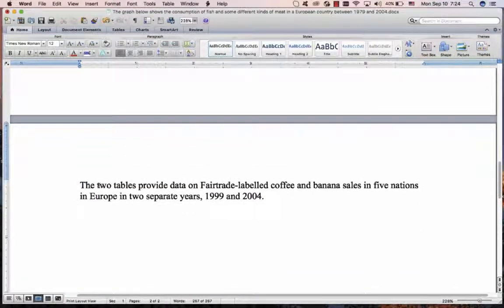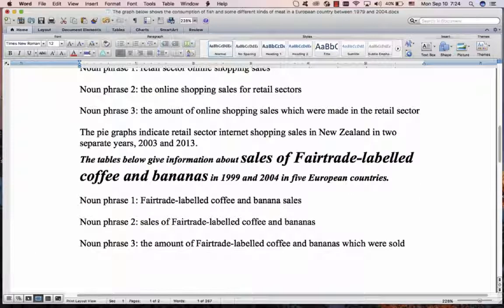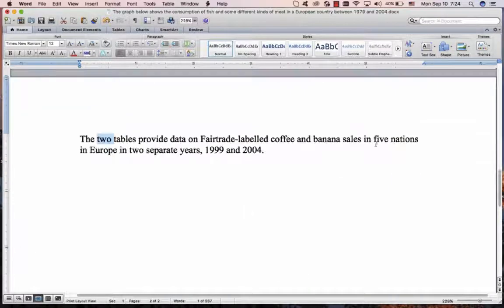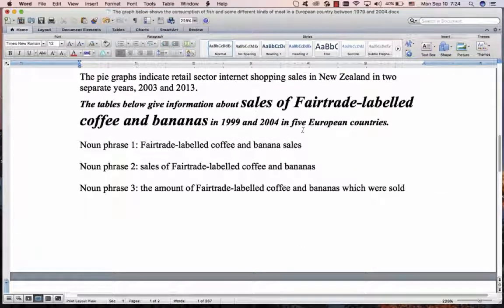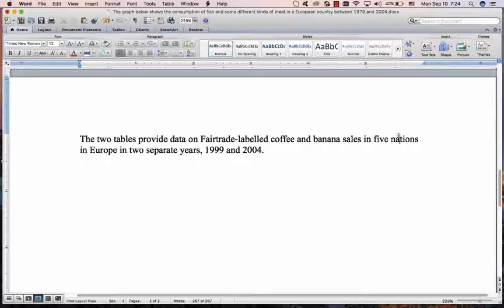And there you go. I've said the 2 tables just to add a little bit, something a bit different. Noun phrase 2 became noun phrase 1. I switched these around. I said the countries first. I changed countries to nations in 2 separate years.